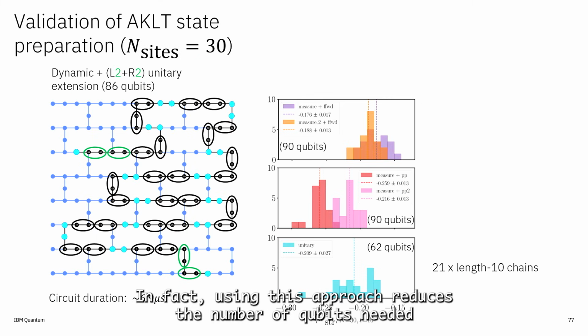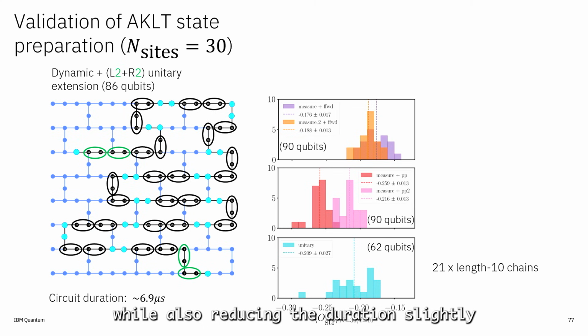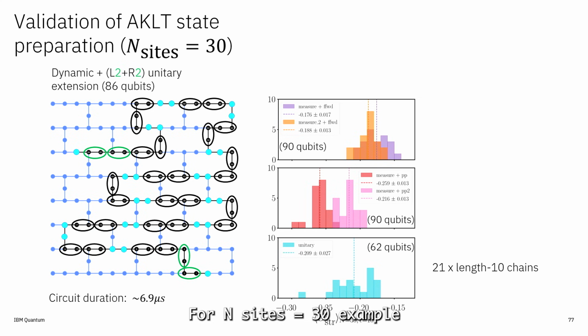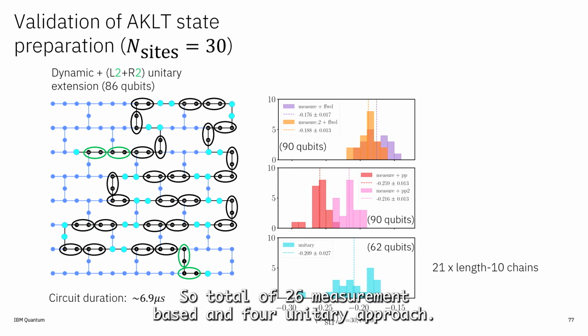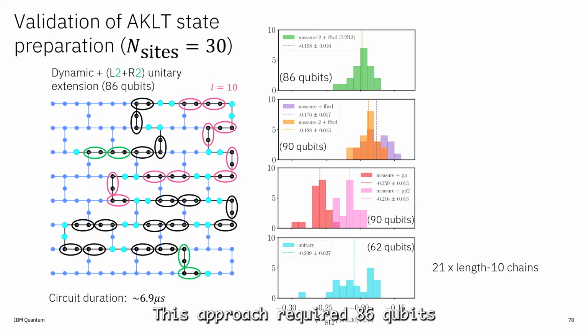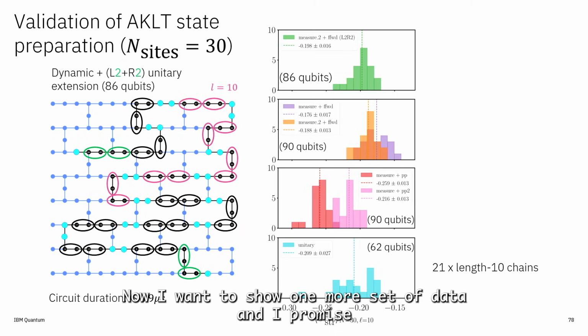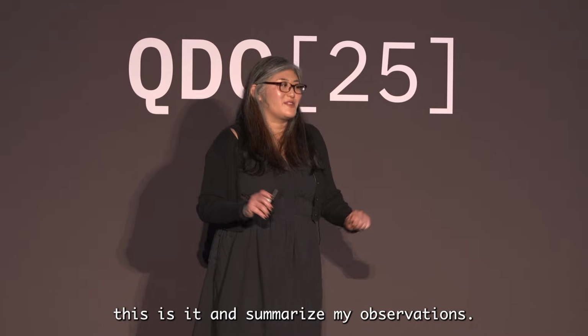In fact, using this approach reduces the number of qubits needed, while also reducing the duration slightly as we decrease the classical complexity. For n site is 30 example, I added 2 sites each in both directions, so total of 26 measurement-based and 4 unitary approach. This approach required 86 qubits and further decreased the length 10 string orders, shown in green histogram. Now, I want to show one more set of data, and I promise this is it, and summarize my observations.